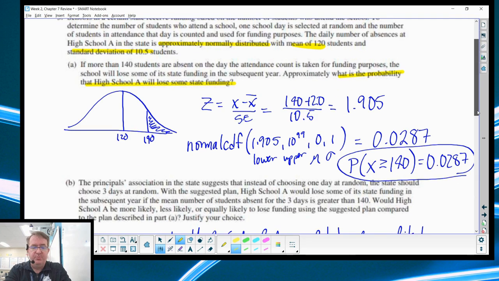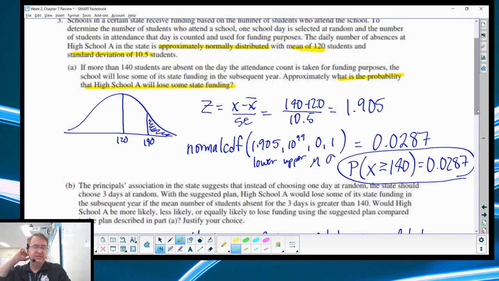So now for part B down here, the Principals Association in the state suggests that instead of choosing just one day, what happens if we choose 3 days and take an average? Great. So with the suggested plan, high school A would lose some of its state funding in the subsequent year if the mean of the number of high school students absent for 3 days is greater than 140. So again, things you should be thinking about: normal distribution. What happens with distributions when sample size gets larger? It starts to tighten up, right? Why? Because your standard deviation is getting smaller.